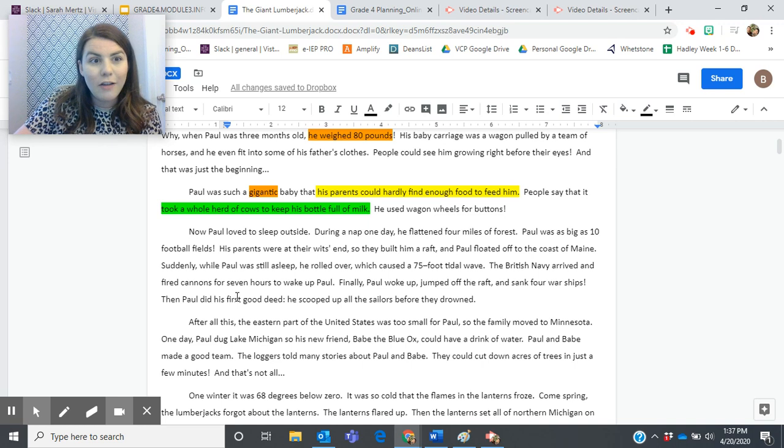Whew! Man, a lot of fun adventure things happened in this paragraph. Let's break it down a little bit. Did anything about my setting change? Well, he floated to the coast of Maine. He's still in Maine. I'm not going to change my setting.